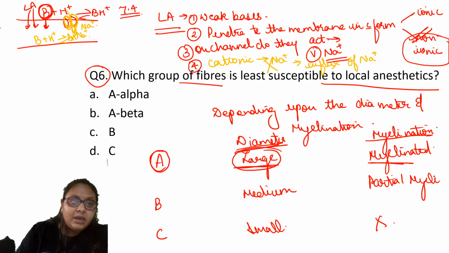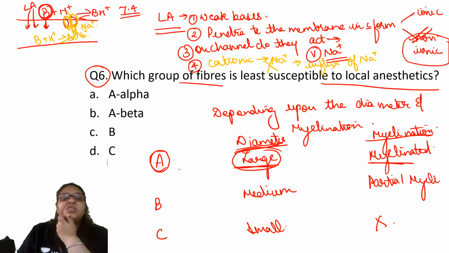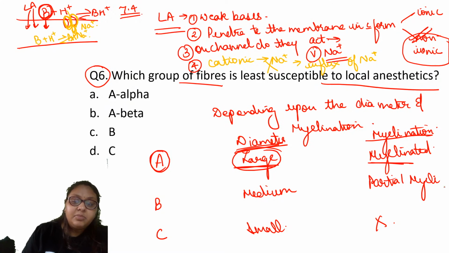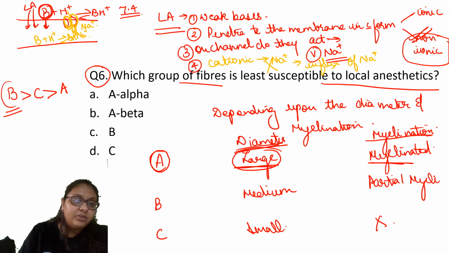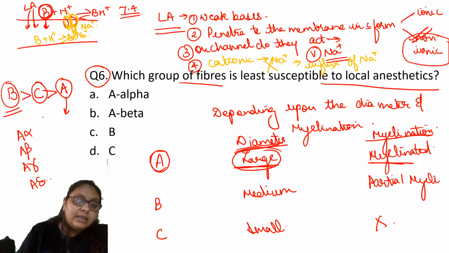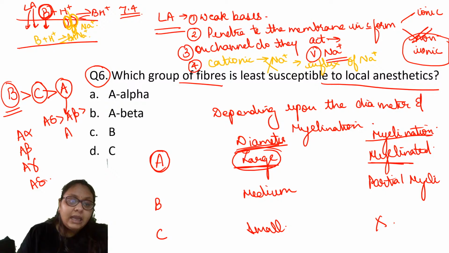And see, they have to penetrate the membrane, right? So they penetrate the small fibers more than the large fibers, but the myelinated fibers are more susceptible than the partially myelinated fibers. So the sequence is B, C, A. The B type of nerve fibers are more susceptible than C, than A. A is in turn divided into A alpha, A beta, A gamma, and A delta. In this, A delta is more susceptible than A beta, more than A alpha.